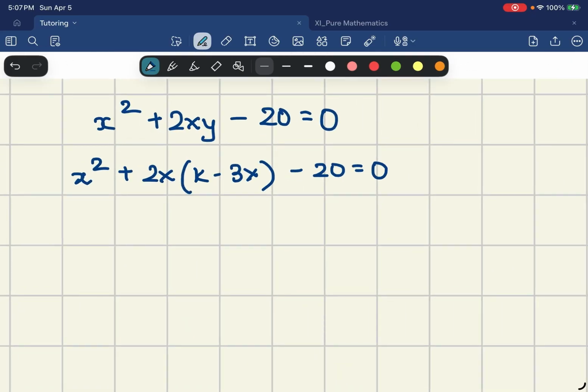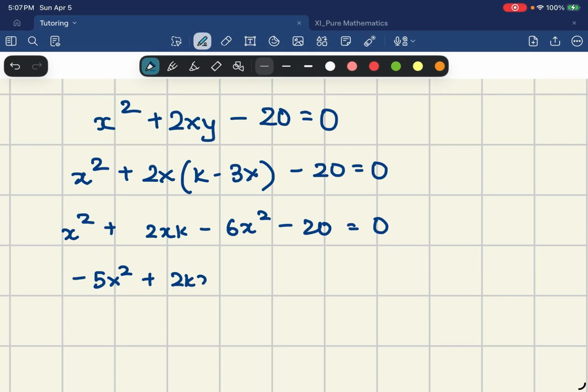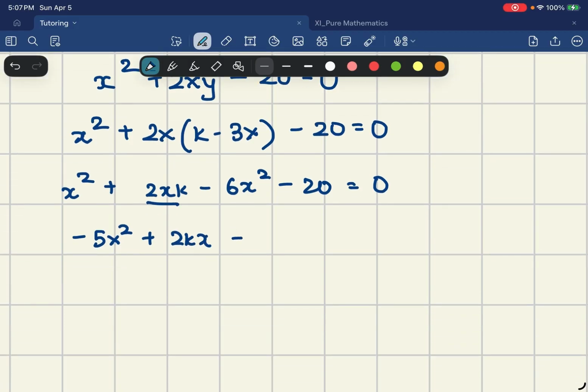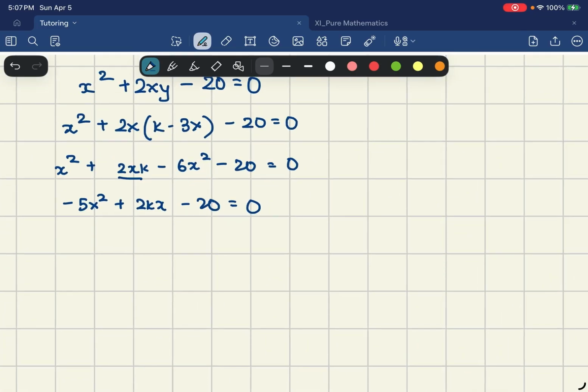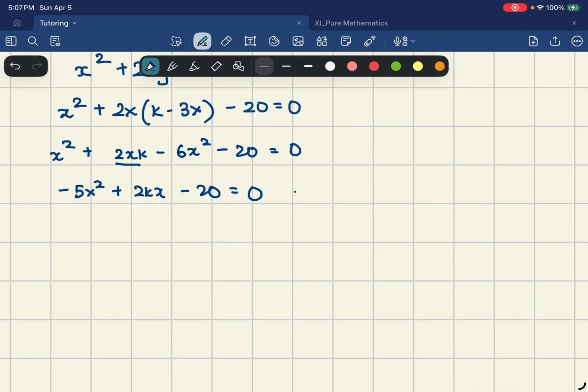And now we can simplify this. x squared plus 2x times k minus 6x squared, right? Minus 20 is equal to 0. And x squared minus 6x squared, that is minus 5x squared, plus 2kx, that is my second term, minus 20 is equal to 0. And we know that this line is tangent to the curve.